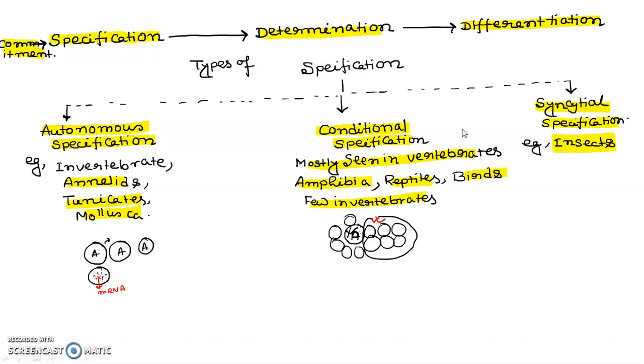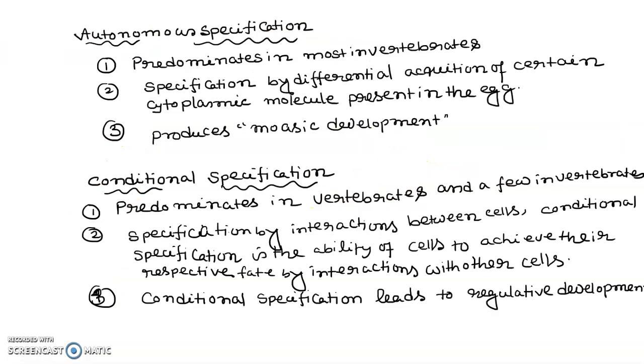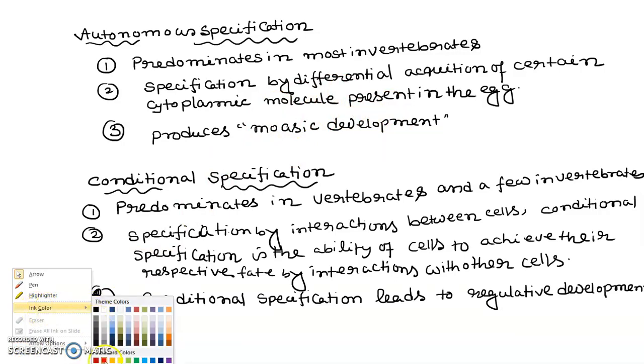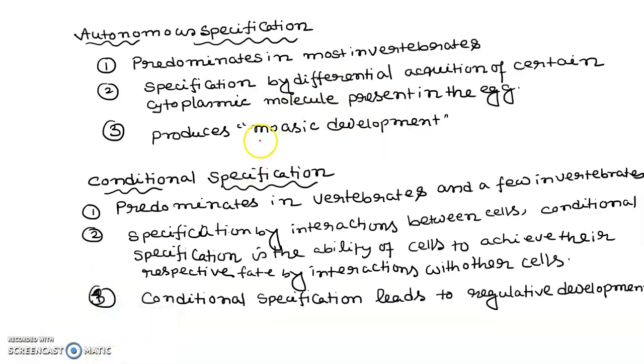Now we'll see the characteristic features of autonomous specification. It predominates in most invertebrates. Specification occurs by differential acquisition of certain cytoplasmic molecules present in the egg. It produces mosaic development. This is very important from the exam point of view. Autonomous specification produces mosaic development.